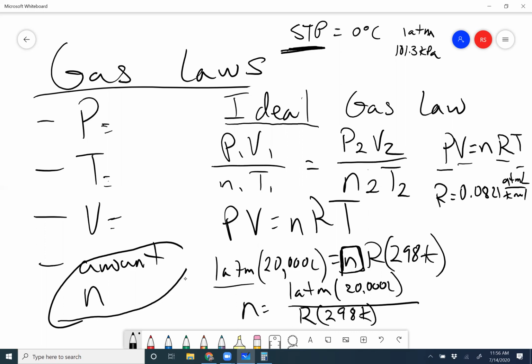So now we can plug that in, and you'll notice atmospheres will cancel, liters will cancel, Kelvin will cancel, and the only thing that doesn't cancel is moles. And that will tell us the moles of gas that need to go into our spaceship. Pretty handy, especially when you're trying to design something like the International Space Station, and you're constantly having to send air up to the astronauts. You need to take these types of laws into consideration.